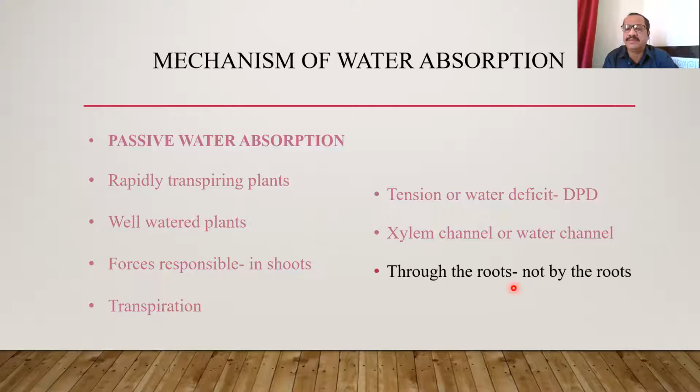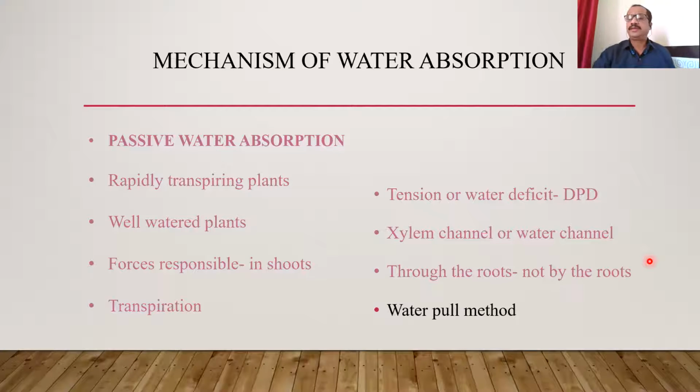So water is said to be absorbed only through the roots and not by the roots, and therefore the process is passive. Roots remain passive in the process. The shoot system, or aerial parts of the plant body, is actively involved in the process of water absorption due to transpiration. And this method is therefore called the water pull method, because the entire water column is pulled upward in this manner due to transpiration.